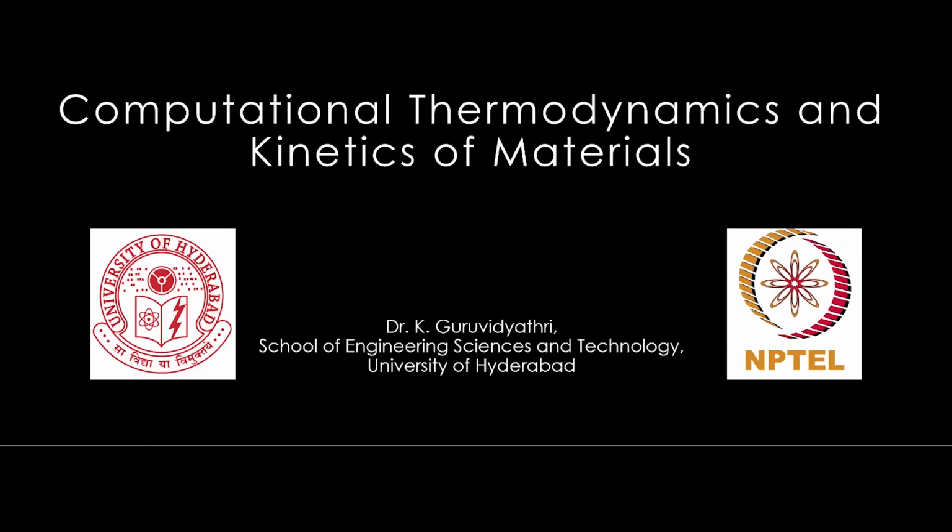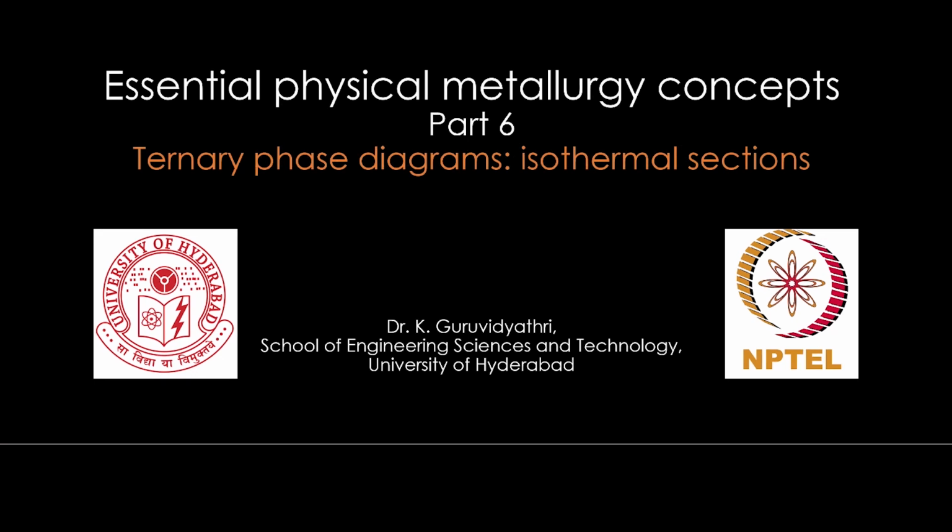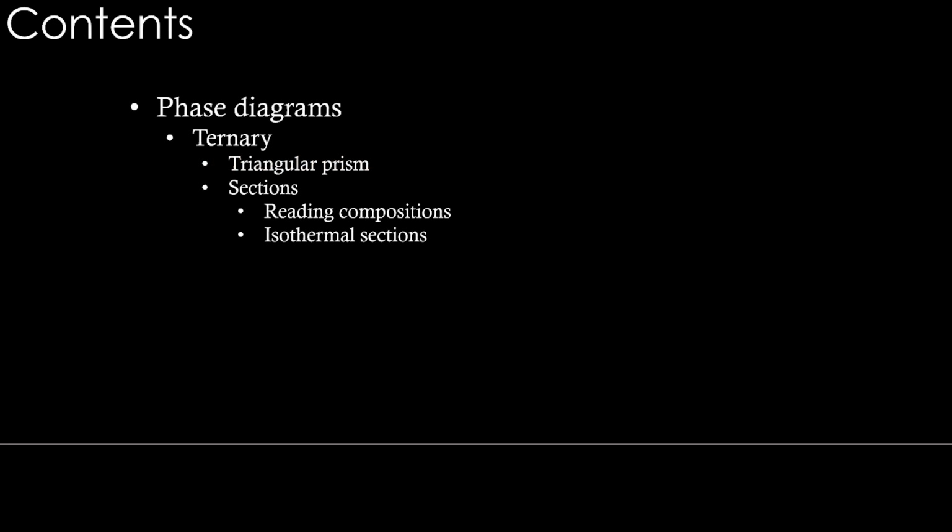Let's continue with some more physical metallurgy concepts. In this class, we will cover ternary phase diagrams. We'll understand what a triangular prism is and then the sections in the triangular prism. Especially, we'll start with how to read the compositions and then we'll focus on certain sections called isothermal sections.